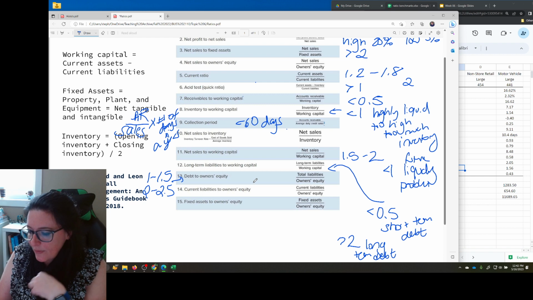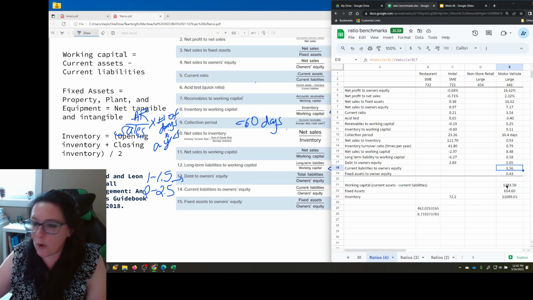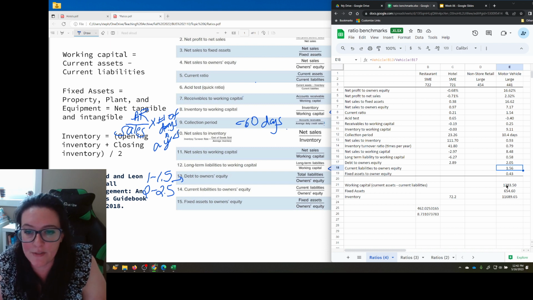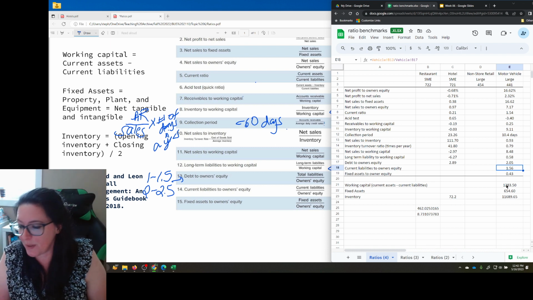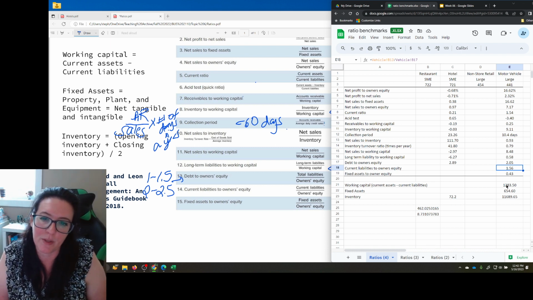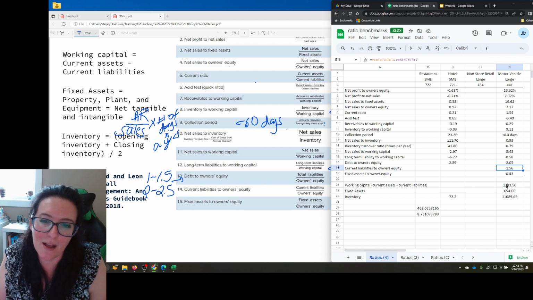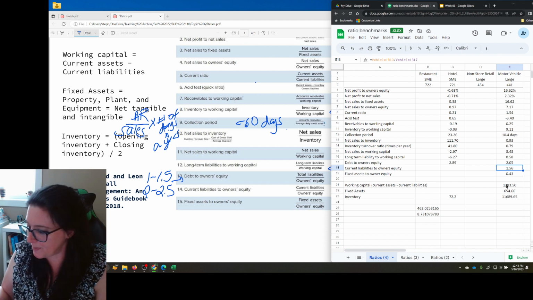So let's take a look at these current liabilities to owner's equity. We can see here motor vehicles, 1.56. Again, we expect that ratio to be lower than the debt to owner's equity because we took out the long-term liability. It's focusing just on the short term. And the lower the number, the less likely we are to default, the less risky we are, because we're able to pay that short-term debt.